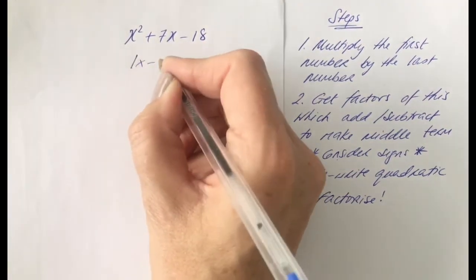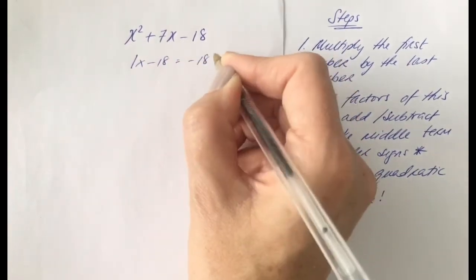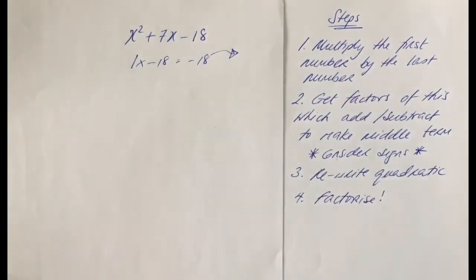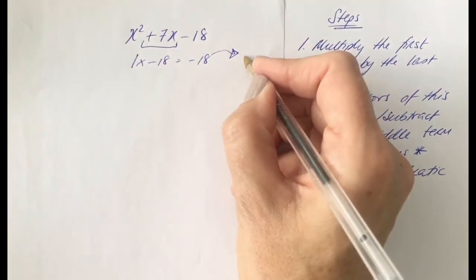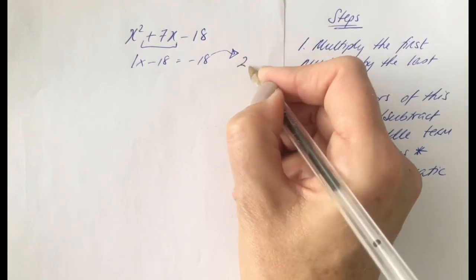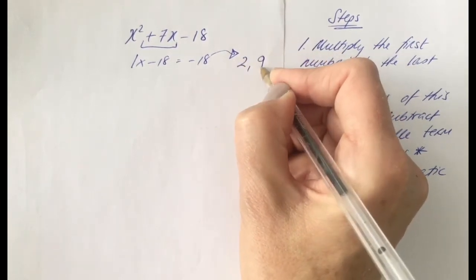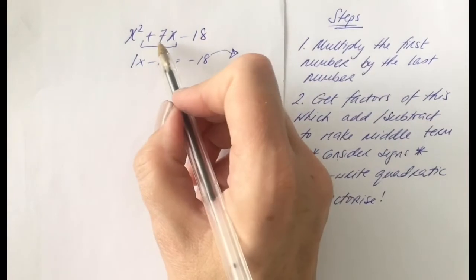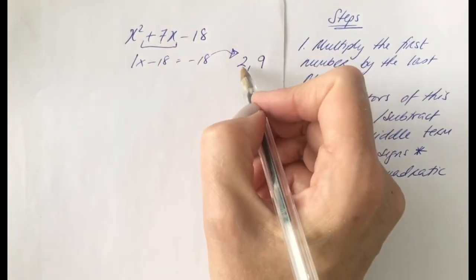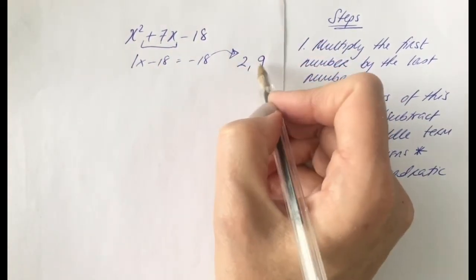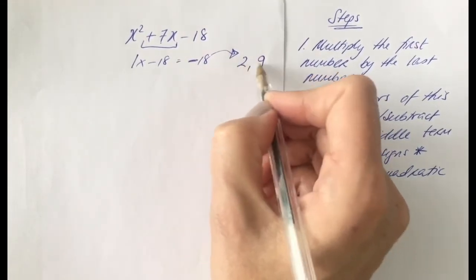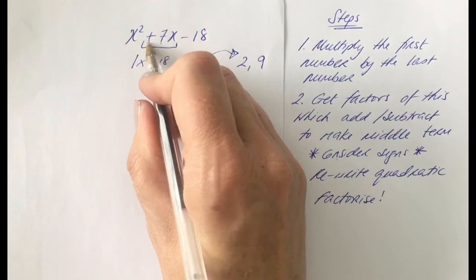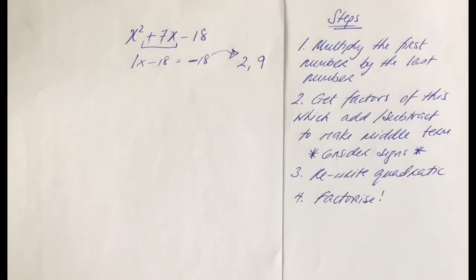So 1 times minus 18 is minus 18. I want factors of minus 18 that will add together to make a plus 7. So factors of 18 would be, of course, 2 and 9. And 2 and 9 would work to make plus 7. But we've got to make sure that the 2 multiply to make a minus 18, but add or subtract to make a plus 7. So what do the signs have to be?